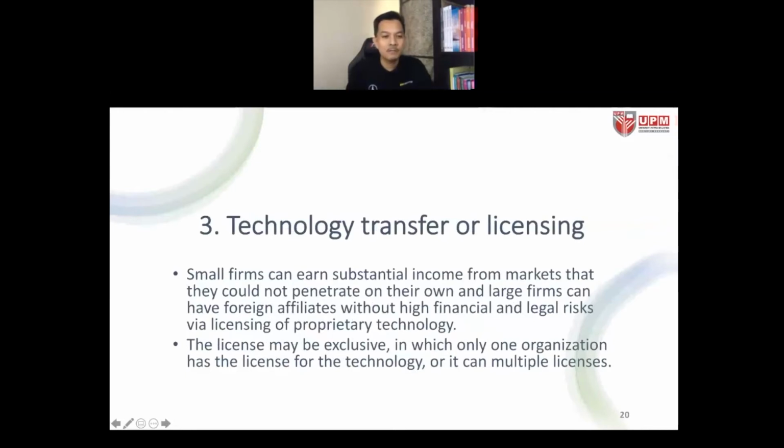And at the same time, small firms can earn substantial income from markets that they could not penetrate on their own, and large firms can have foreign affiliates without high financial and legal risk via licensing of proprietary technology. And the license may be exclusive, as I said just now. It can be sole licensing, where only one organization has the license for the technology, or it can be multiple licenses being given to other companies.